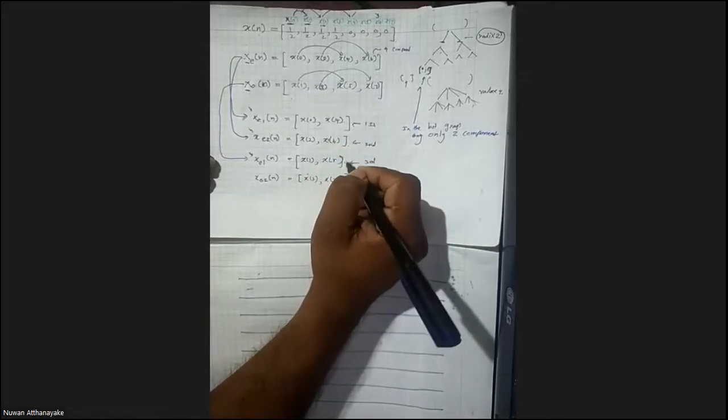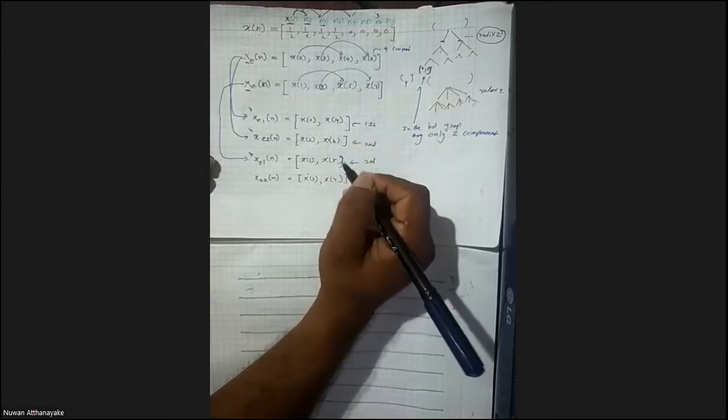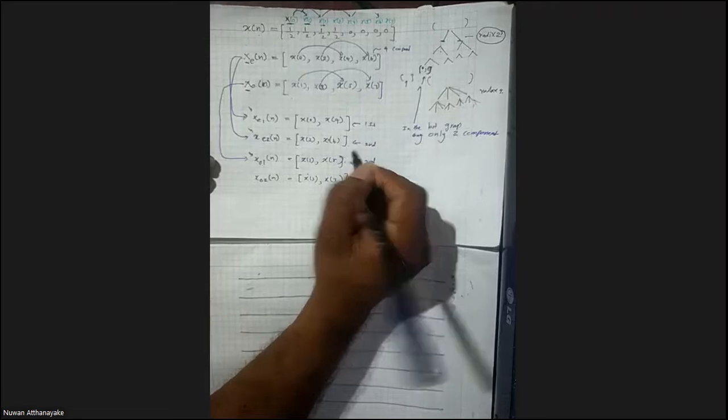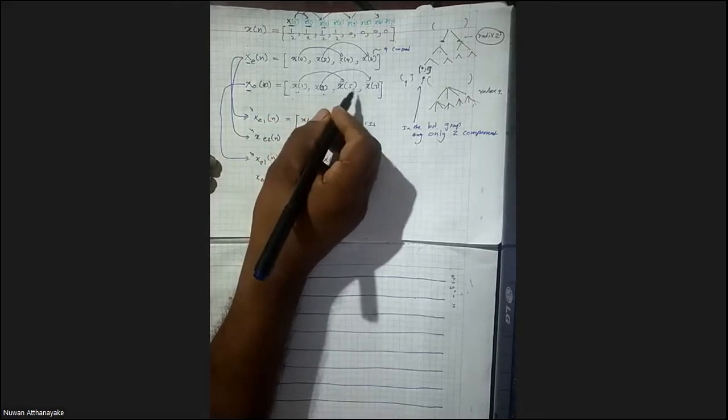Please don't change this grouping order. What you have to do is, your first grouping you do with the first one, third one, fifth one, and so on, and the second group will be the second one, fourth one, sixth one, like this.